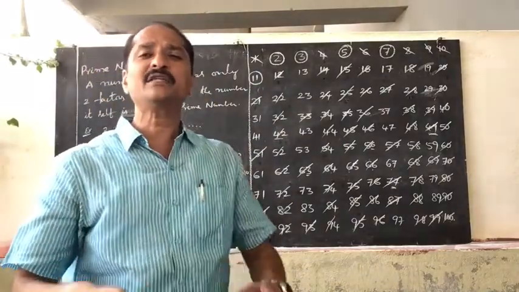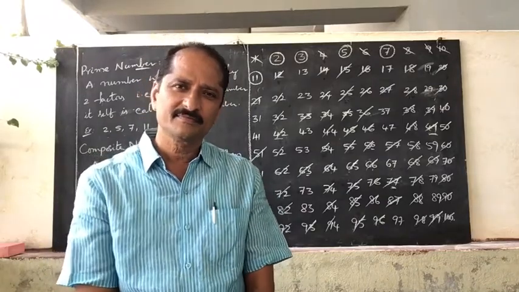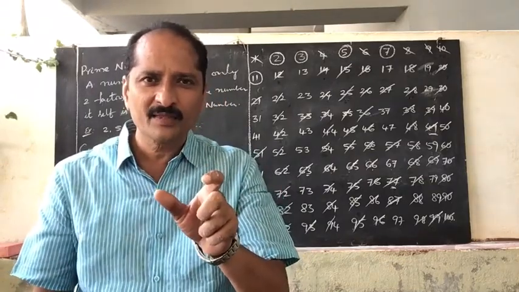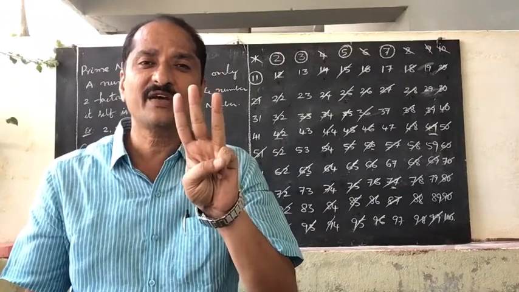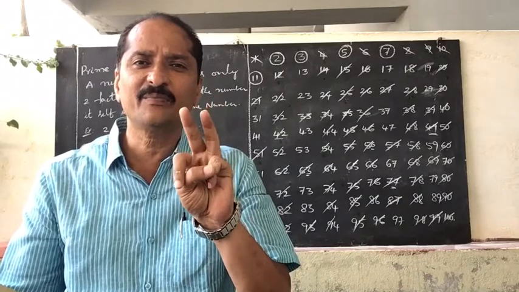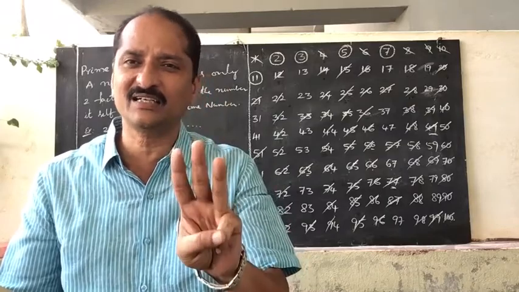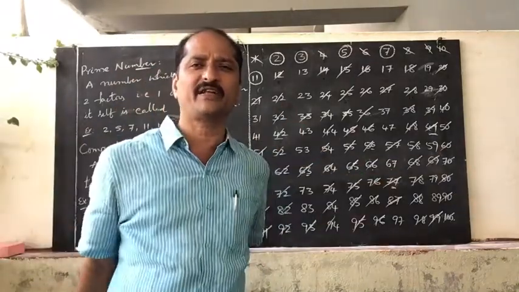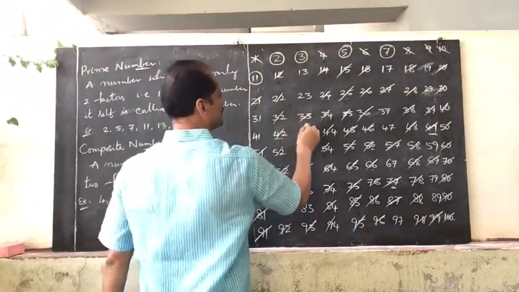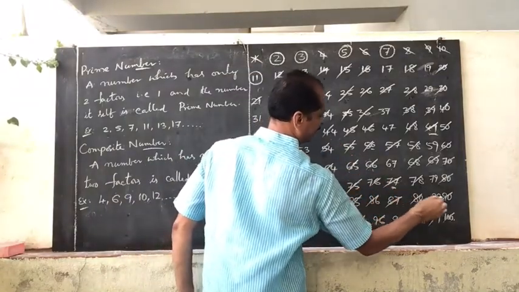Now, strike out the multiples of 11. Why should we strike out multiples of 11? For all the multiples of 11, 11 is the third factor. If a number has more than 2 factors, it is a composite number. So strike out all the multiples of 11. All the multiples of 11 are composite numbers. 11 1 is 11, 11 2s are 22, 11 3s are 33, 11 4s are 44, 11 5s are 55, 11 6s are 66, 11 7s are 77, 11 8s are 88, 11 9s are 99.